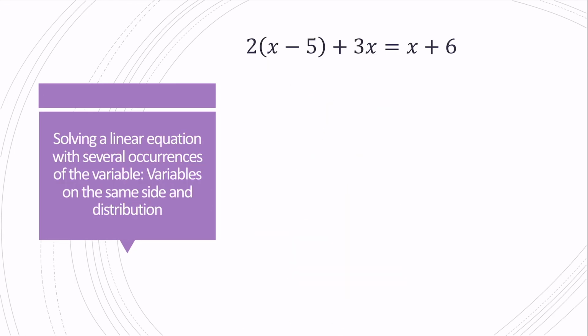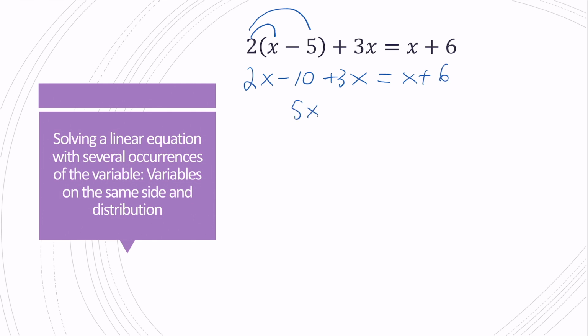So next, we're going to have to remember PEMDAS, our order of operations. We want to take care of parentheses, followed by exponents, multiplication and division from left to right, addition and subtraction from left to right. So here I need to distribute 2 times x and 2 times negative 5. That gives me 2x minus 10 plus 3x equals x plus 6.